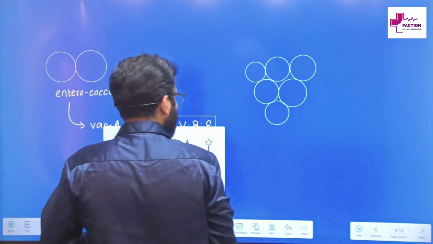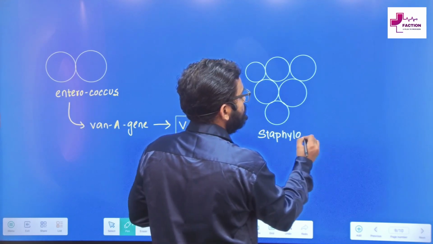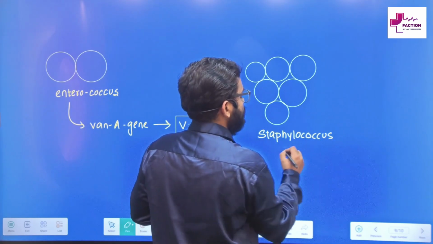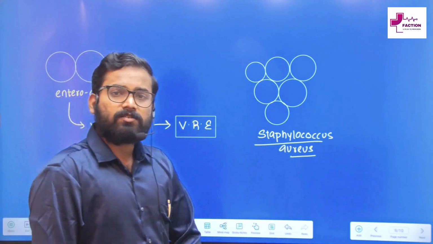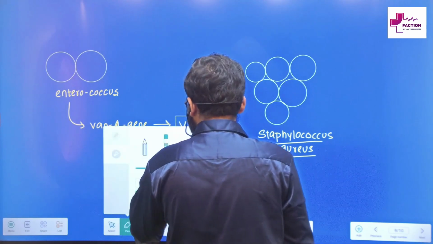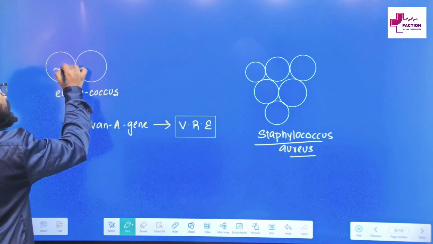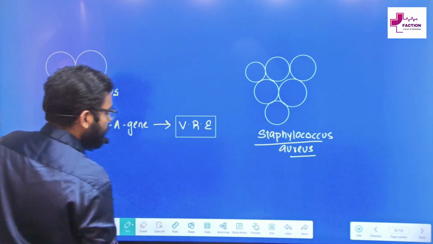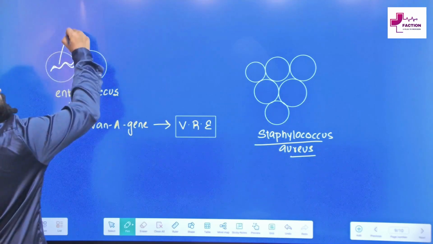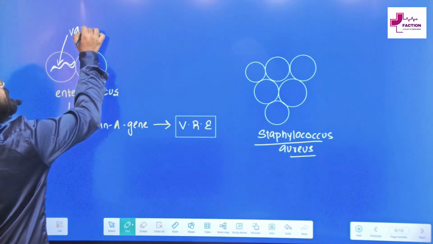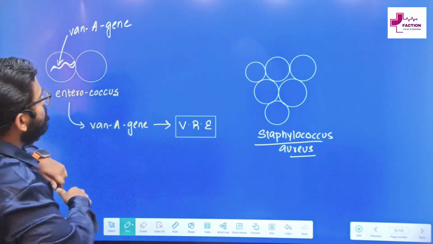These bacteria are called Staphylococcus aureus. Now what actually happens? This enterococcus has a Van A gene. Say this is an enterococcus having this one, and this one up here is a Van A gene. Now what does this enterococcus actually do?